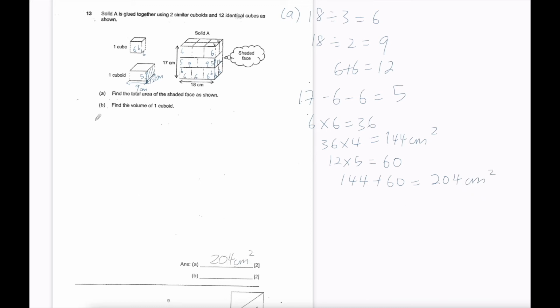Now find the volume of one cuboid. We have all the dimensions we need. The volume is just breadth times length times height. Just type it into a calculator and your answer will be this. And with that, we have 2 marks plus 2 marks, 4 marks. Okay, let's move on.